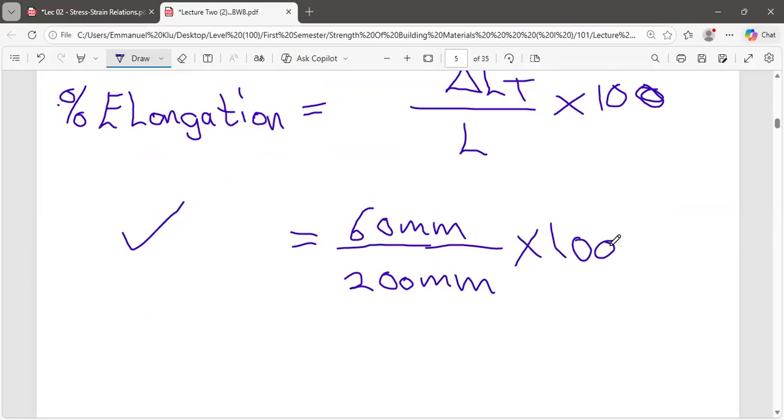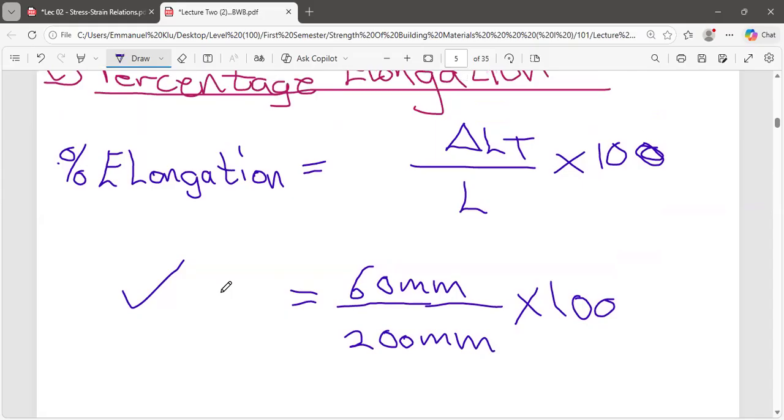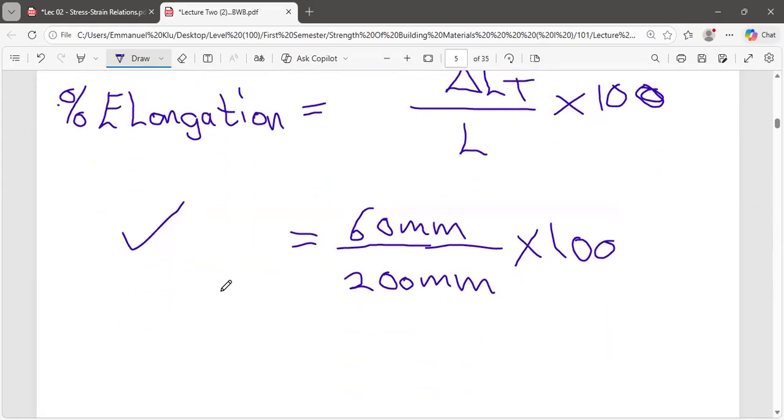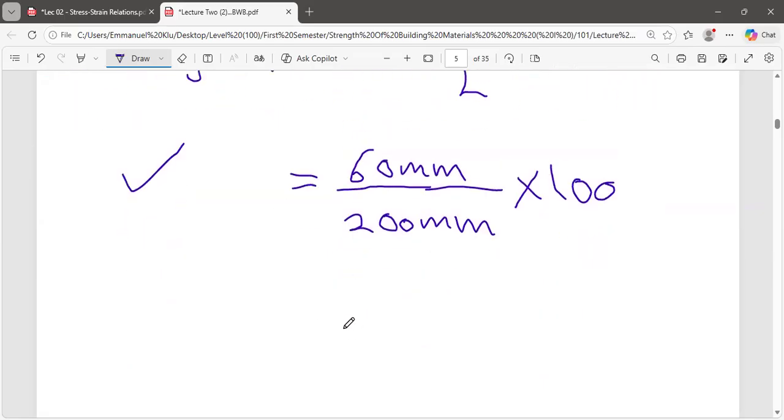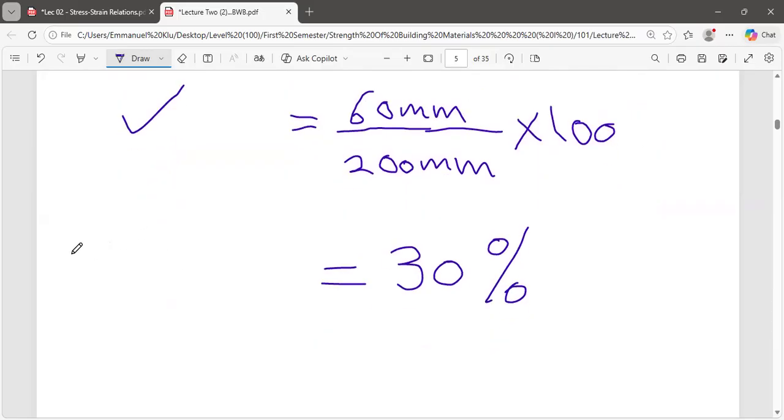So let's do it together. Punch your division sign on your calculator, 60, bring your cursor down over 200, cursor right, times 100. What are you going to get? You realize that we're going to get 30%. Since you are being asked the question in a percentage form, you are supposed to leave your answer in a percentage form. Therefore our percentage elongation is equal to 30%.